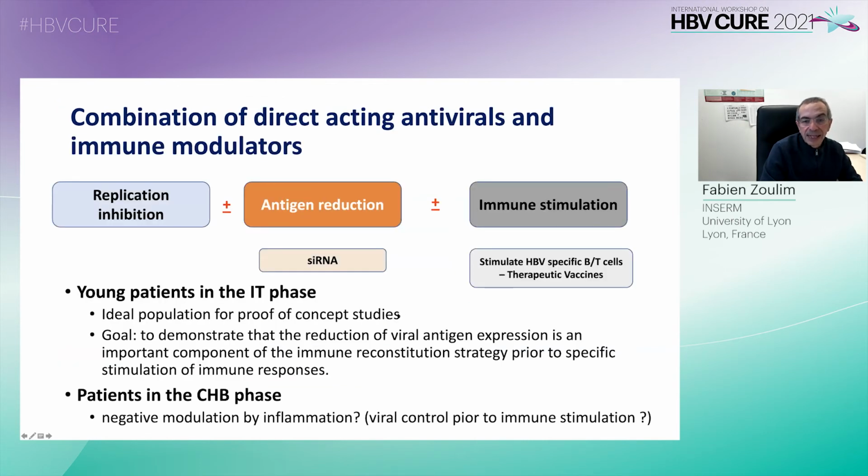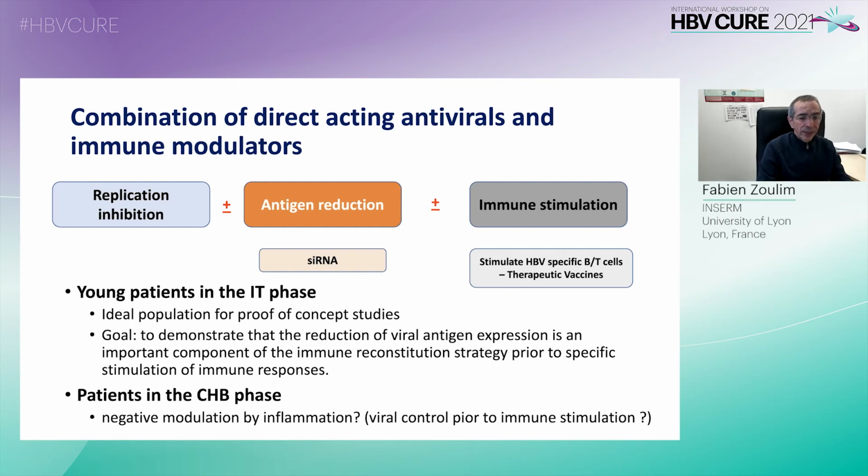And with that, there are different patient populations to consider, and the latest studies suggest that young patients in the so-called immune tolerant phase would be an ideal population for proof of concept studies. The goal here would be to demonstrate whether a reduction of viral antigen expression is an important component of the immune reconstitution strategy prior to specific stimulation of immune responses.